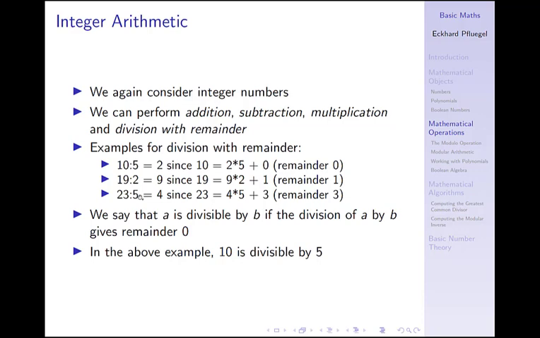One more example, 23 divided by 5. So here 20 divided by 5 is 4. That's as much as you can get in terms of the quotient. The result is 4, and then the remainder is 3. So what we say is that a number a is divisible by b if the division of a by b gives indeed a remainder 0, so if it is an exact division. So here the number 10 is divisible by 5.